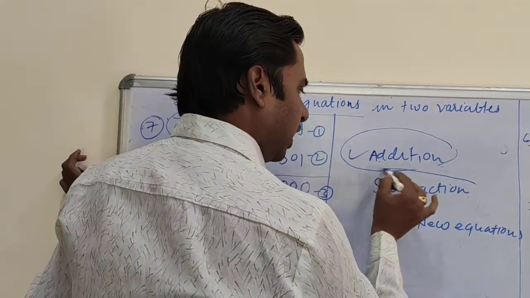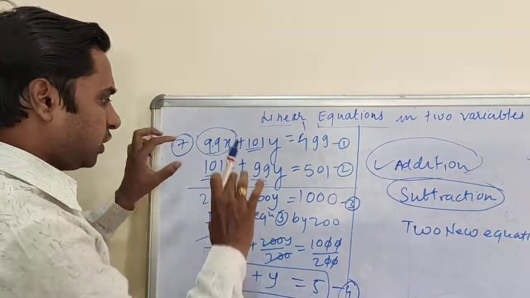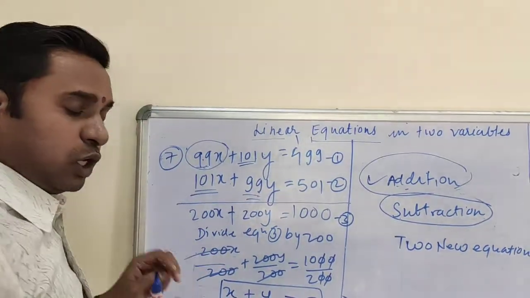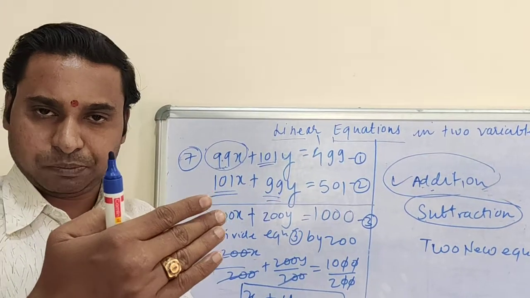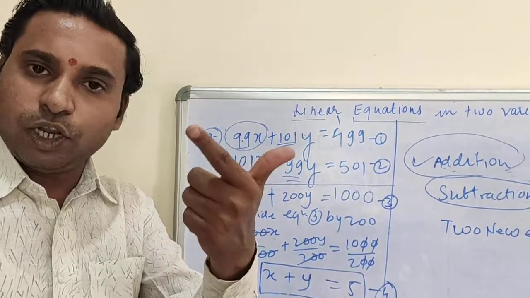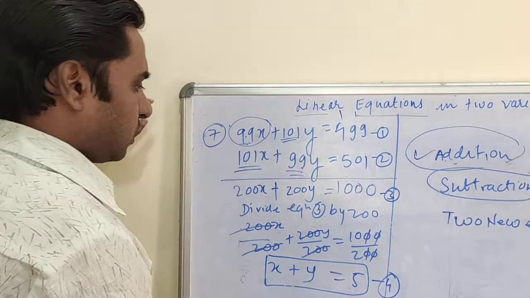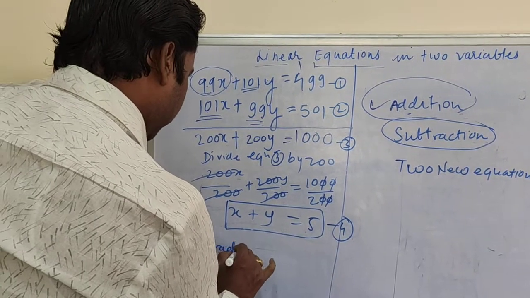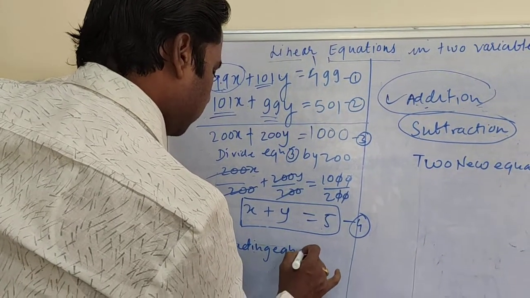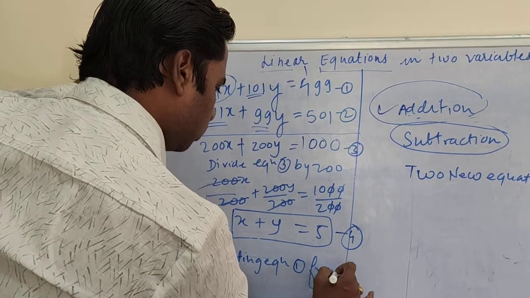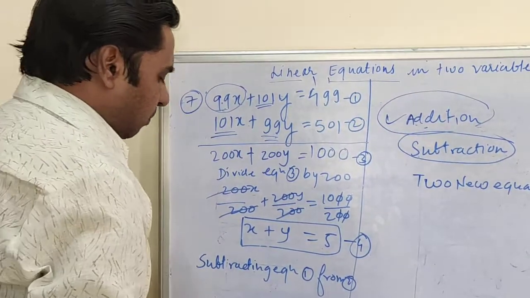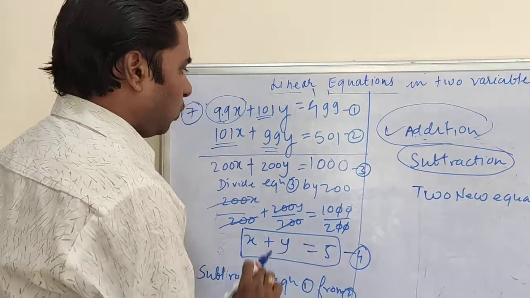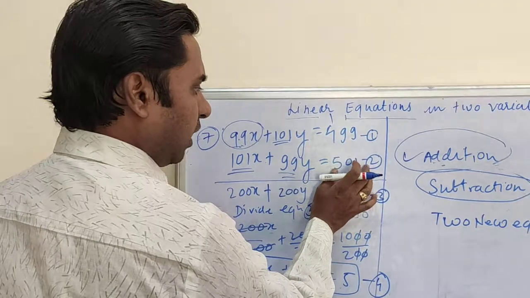Then we are going to do the subtraction. Subtraction of which? These two equations. First we have done addition, now we are going to do the subtraction. So that again we will have one more equation. We will have one more equation through subtraction. Now subtracting equation 1 from 2. Listen to it very attentively. We are subtracting equation 1 from 2. Means this equation we are going to subtract from 2.